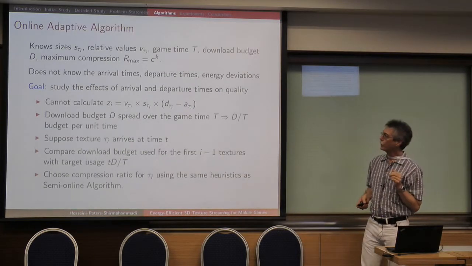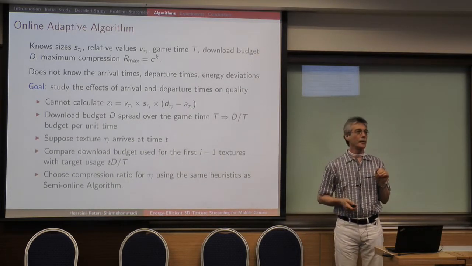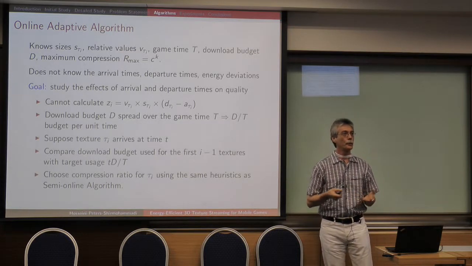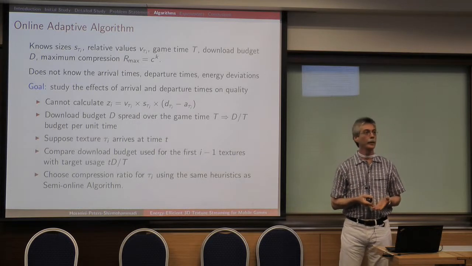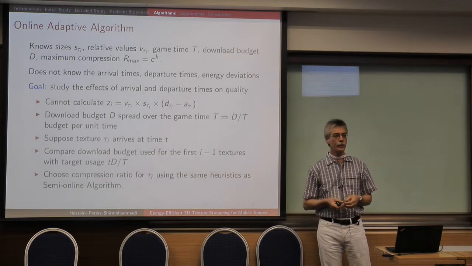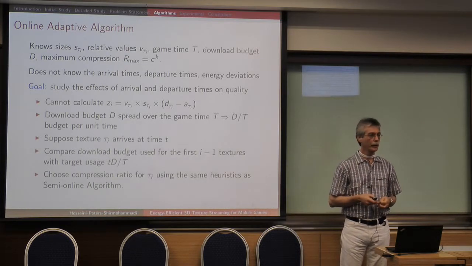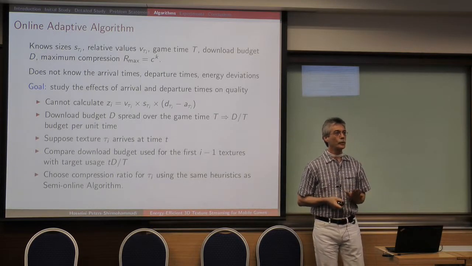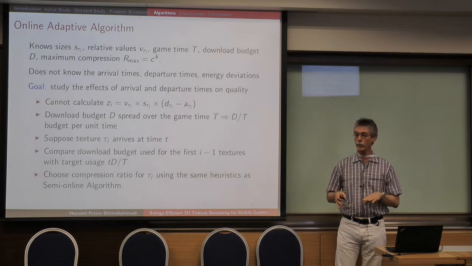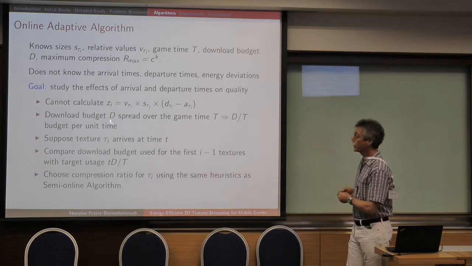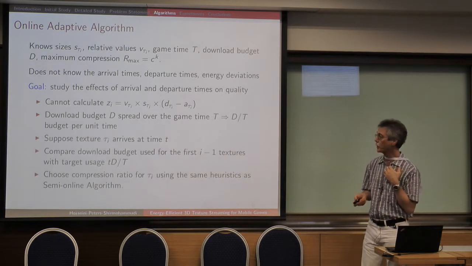And then the online algorithm doesn't really know very much. It knows the textures that it has to stream, and knows their values because the game designer assigned it, and knows the game time and the download budget and the constraint. It doesn't know when they're going to arrive or depart, and it doesn't know anything about energy deviations. So we're trying to figure out what the effects of the arrival and departure times are on the performance. So we can't even calculate this thing now, because we don't know the departure and arrival times. There's not very much we can do.